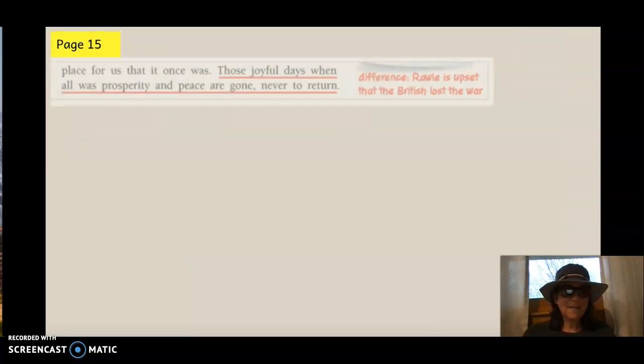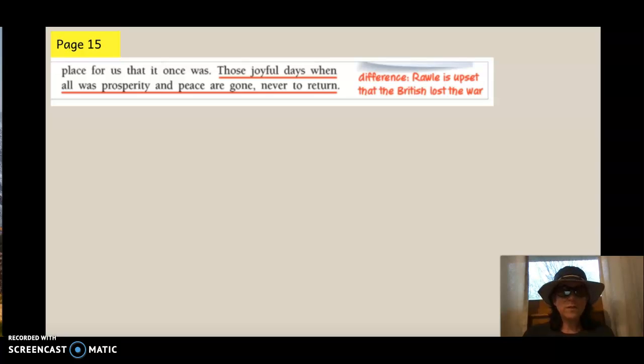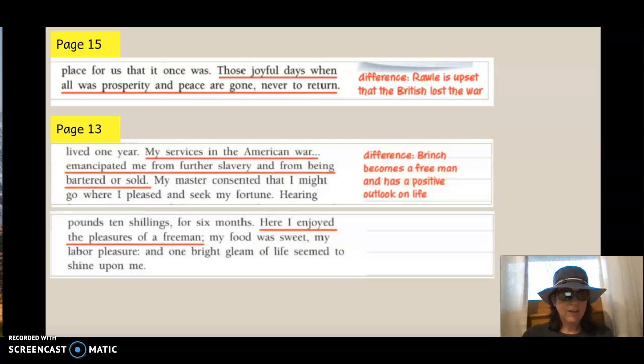Welcome back. On page 15, I underlined those joyful days when all was prosperity and peace are gone, never to return. The difference here is Rowell is upset that the British lost the war. Page 13. My services in the American War emancipated me from further slavery and from being bartered or sold. The difference is Brinch becomes a free man and has a positive outlook on life, because also here I enjoyed the pleasures of a free man.